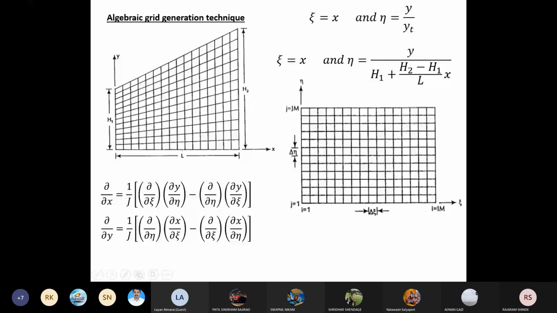This is your physical plane, physical, and this one is computational. Now, if you observe these grid points or grid spacing in x direction, your grid spacing is constant, that is uniform, that is acceptable. But in case of vertical direction, at this location, your grid spacing is small, and on this side, this grid spacing is bigger. This is not acceptable for finite difference approximation.